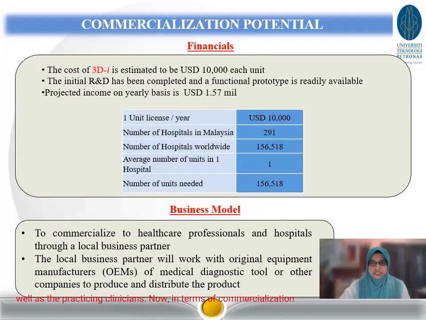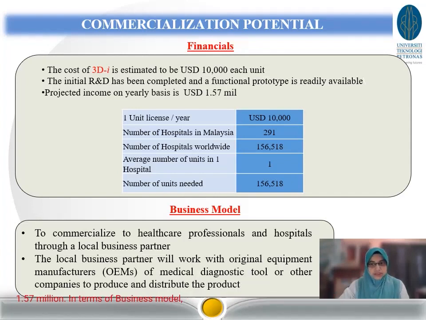In terms of commercialization potential of iLaureate, the cost of 3DI is around $10,000 for 1 unit license per year. If you look at the number of hospitals worldwide, it's around 156,000+ hospitals. If the unit is to be installed in every hospital, then the projected income on a yearly basis is around 1.57 million.